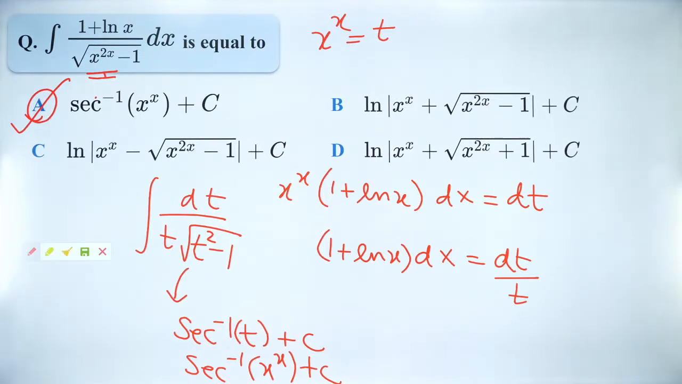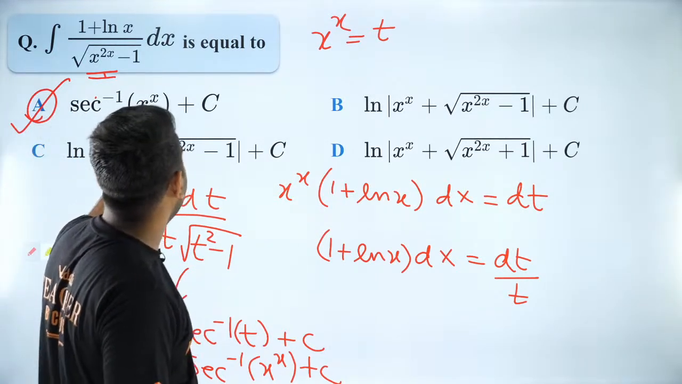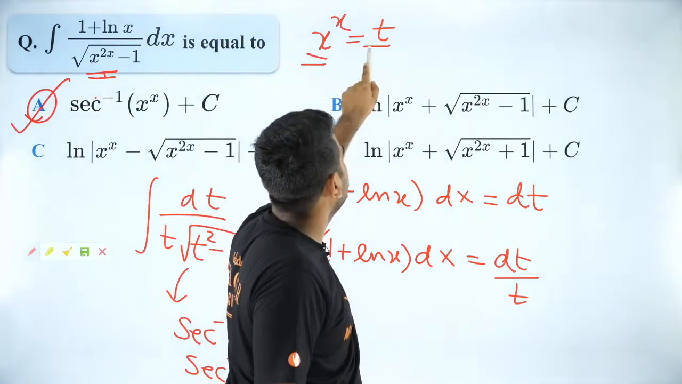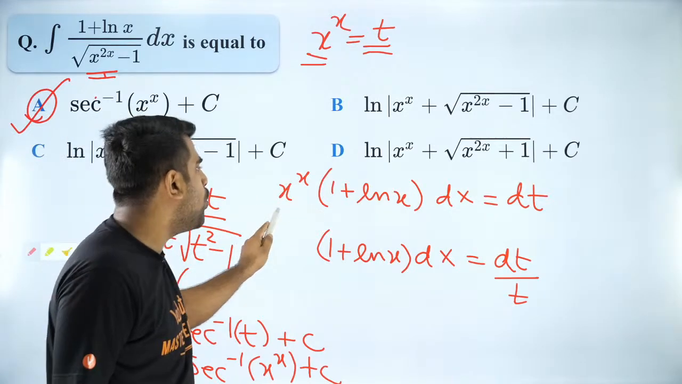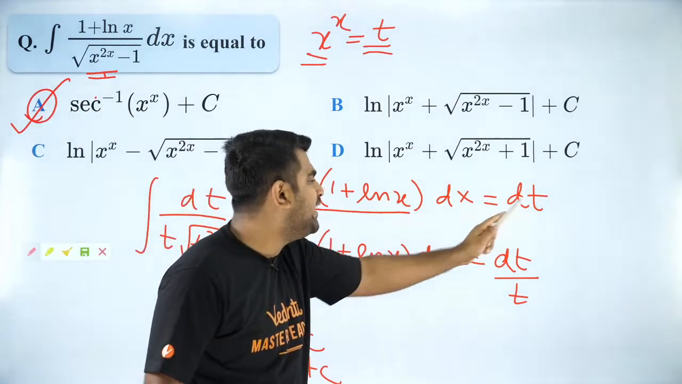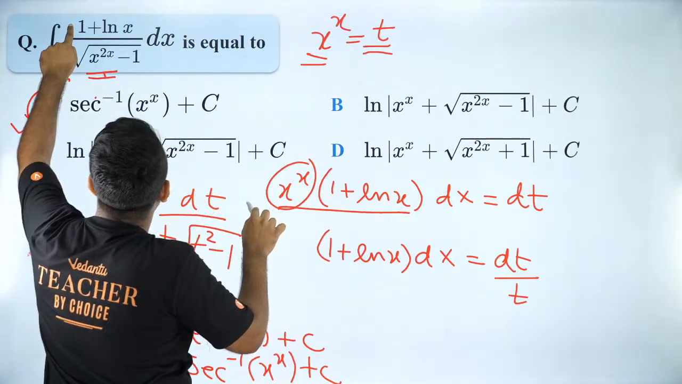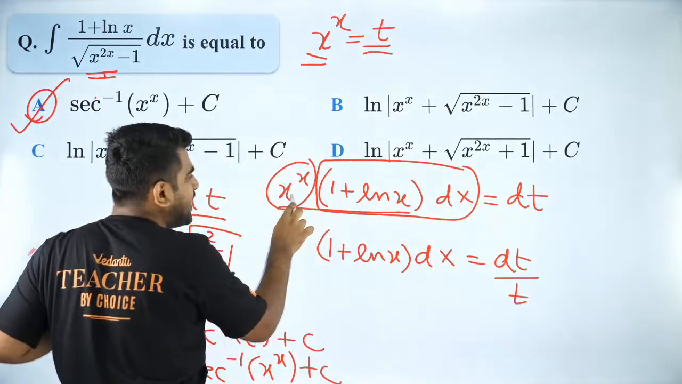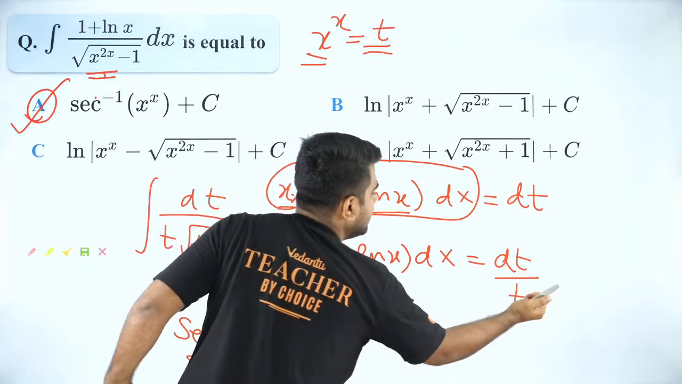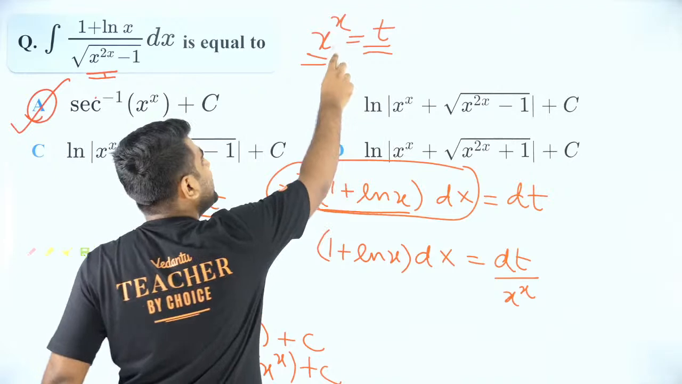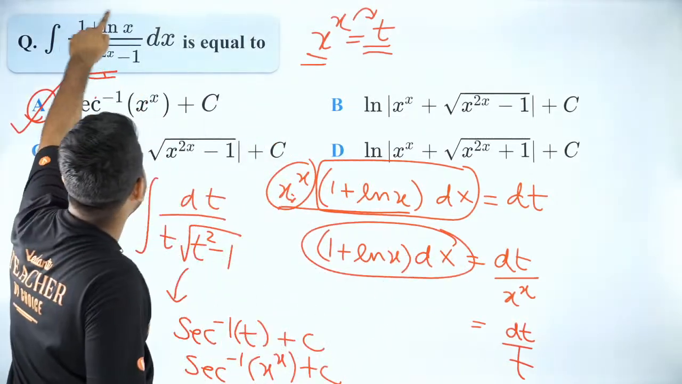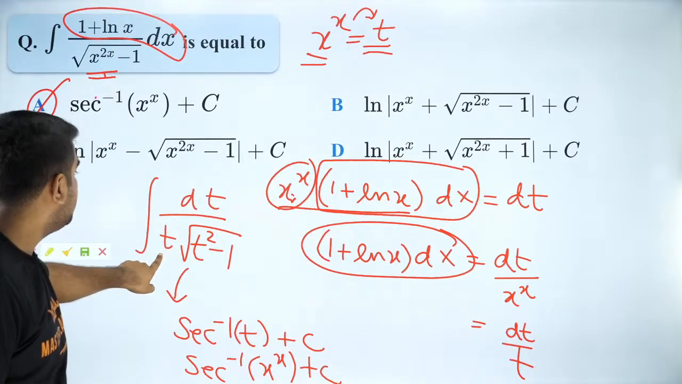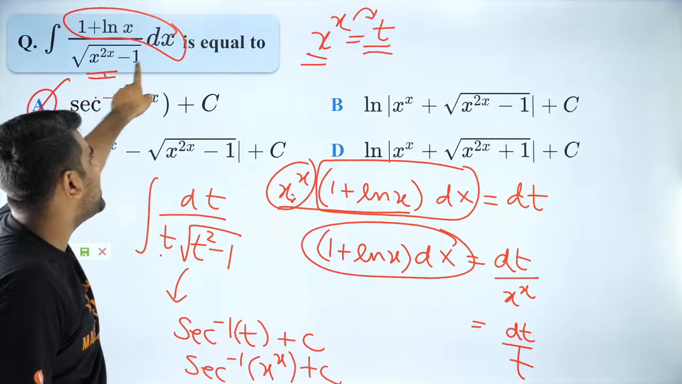I will explain it once again quickly. Listen carefully because this was a wonderful question. Banu, the biggest observation was you need to substitute x to the power x as t. Why? Because I know the derivative of x to the power x is x to the power x into 1 plus ln x. So that is my dt. But I don't have this in the numerator. I have only this in the numerator. So I take this to the right hand side, so that will be divided by x to the power x. But what is x to the power x? It is t. So I wrote it as dt by t. So in place of this over here, I wrote dt by t, and in the denominator x power 2x, I wrote it as t square.